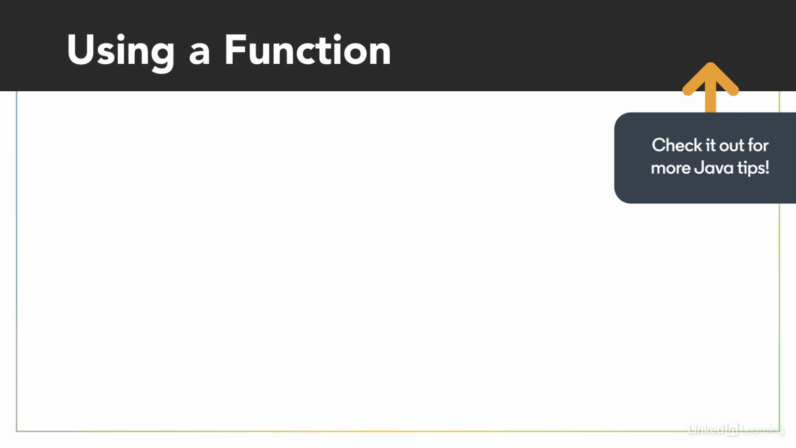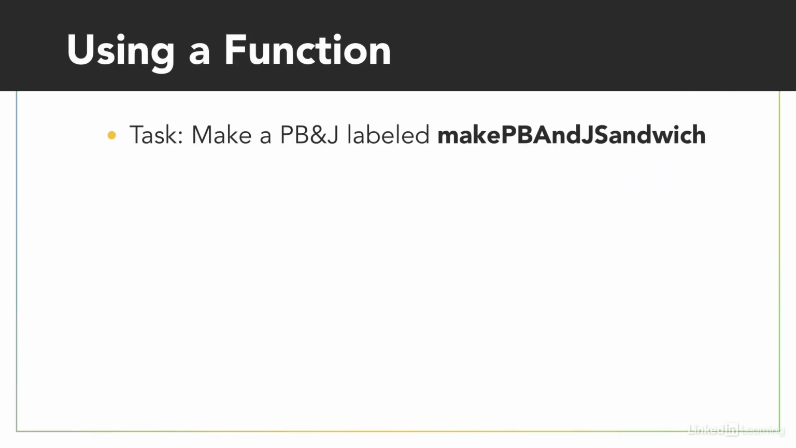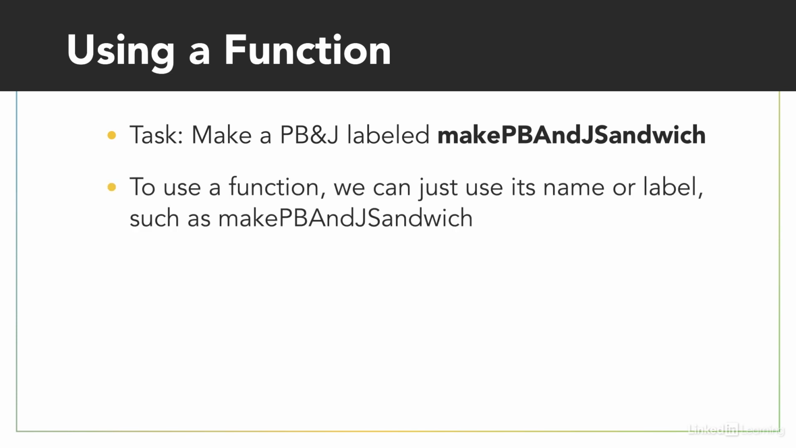So how do you use a function? We can use its label or the name we give the task. In our case, the task name is Make PB&J Sandwich. This means every time I want to make a PB&J, we can just use the label or the name of the function, Make PB&J Sandwich, instead of listing out every step.